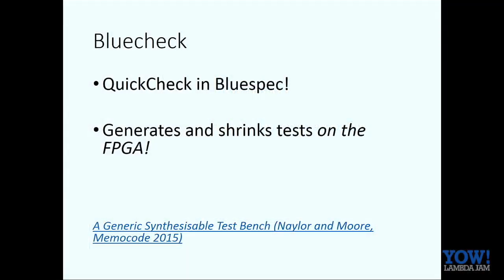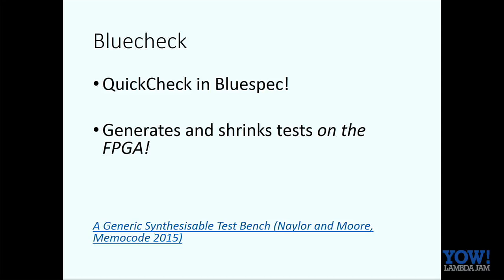QuickCheck, of course. And that's been done. It's called BlueCheck. It's done by Matthew Naylor and more in Cambridge. So they've got a version of QuickCheck in BlueSpec. You can synthesize it and put it on an FPGA, and then it generates and shrinks tests on the FPGA. And FPGA designers, they're blown away by this. They've never seen anything like it. So it's becoming a big success. I think that's just great fun.